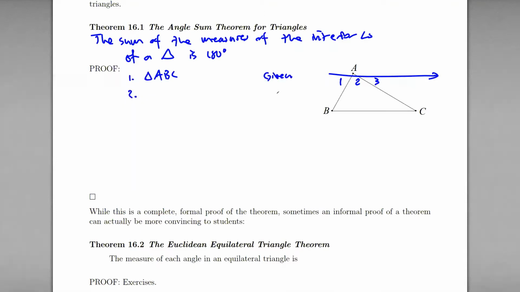The next thing is let's let this line L be a line that is parallel to BC that passes through A, which is unique. So let L be parallel to BC through A. And we have that because of the Euclidean parallel postulate. There is one, and it is unique.